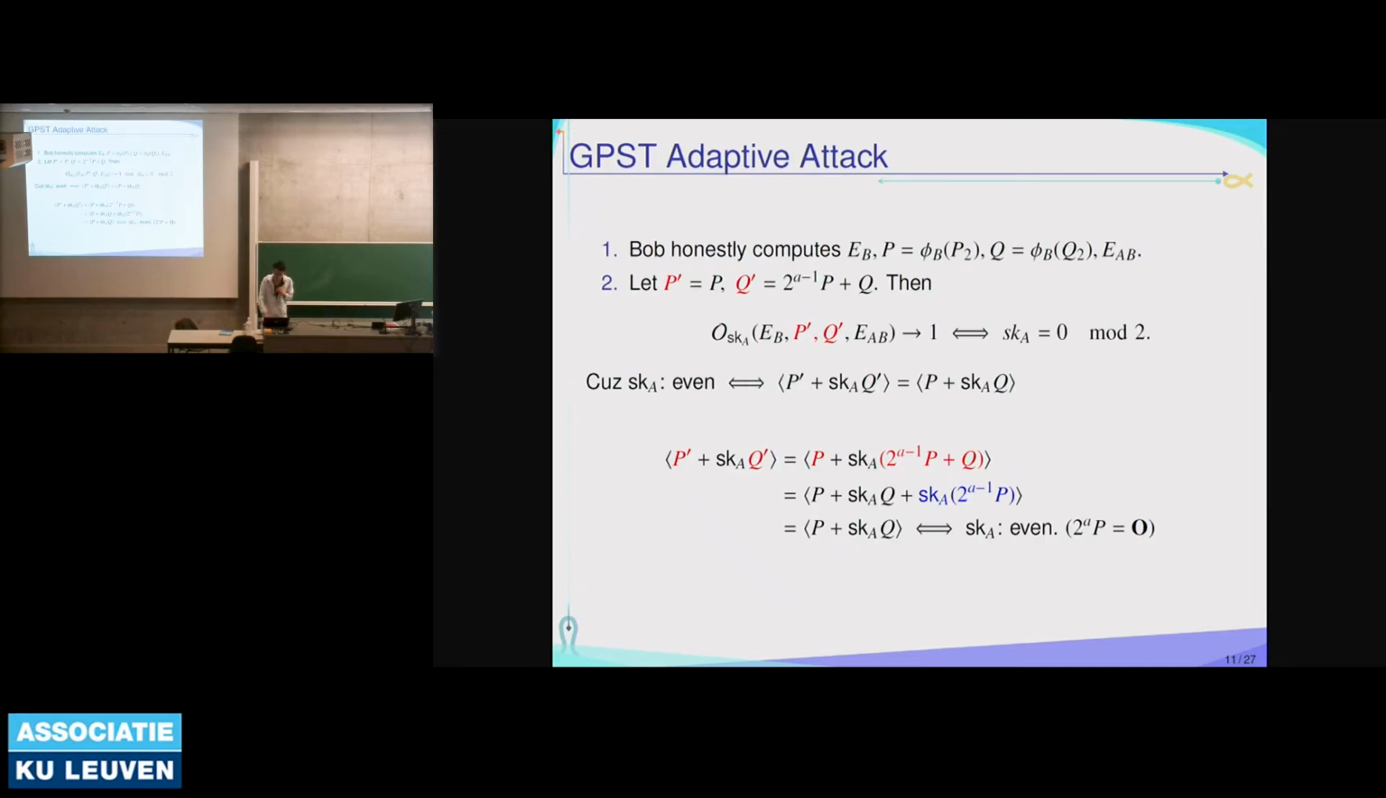This attack also allows Bob to extract even more bits by using this method recursively and extract Alice's whole secret key. Alice's secret key is a number between 0 and 2^A minus 1. And by using this oracle A times, Bob can extract the whole secret key of Alice.